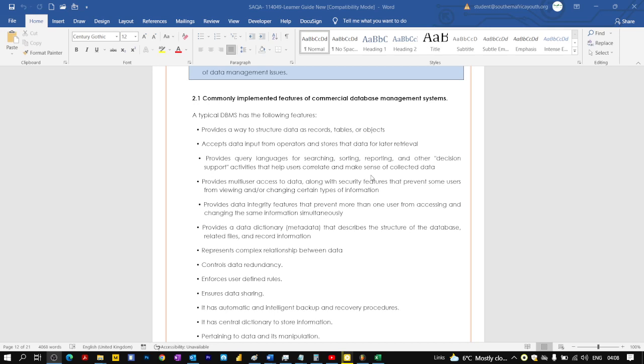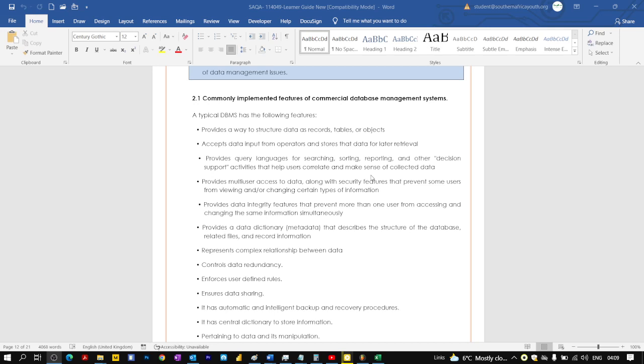Next, it accepts data input from operators and stores that data for later retrieval. That's another advantage of using databases. If we go back to our example of Facebook, you can post, you can store your photos there, and so forth. That's what we mean by input from operators. You are the operator of Facebook. Facebook can store that information, and later on, you can say, wow, I miss my friend. Those photos we posted the last time we were together, maybe back at high school. You can just scroll up and find all the pictures of you and reminisce on the good old days.